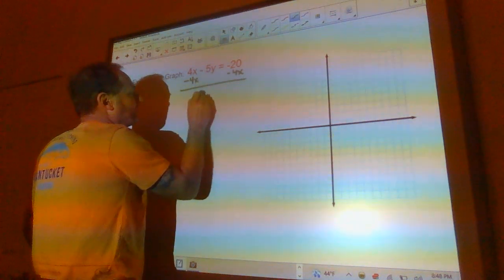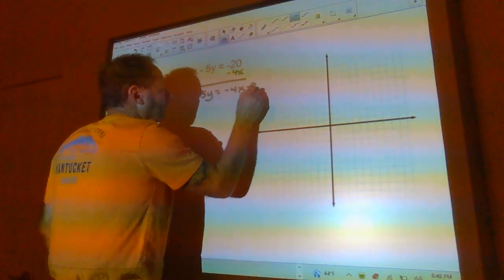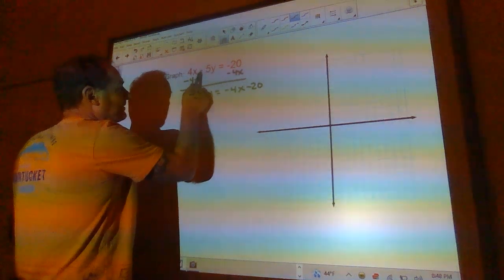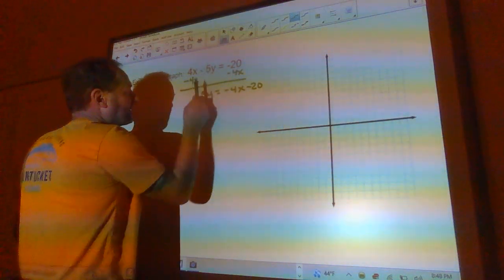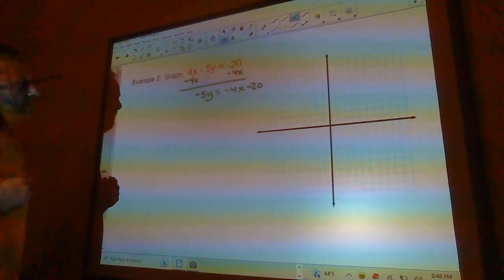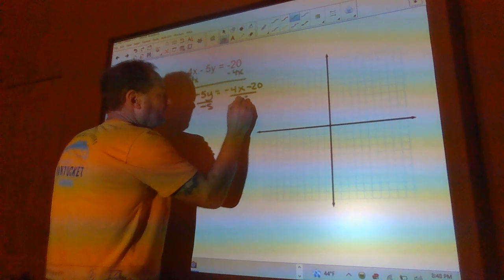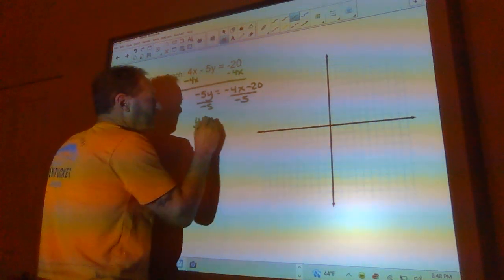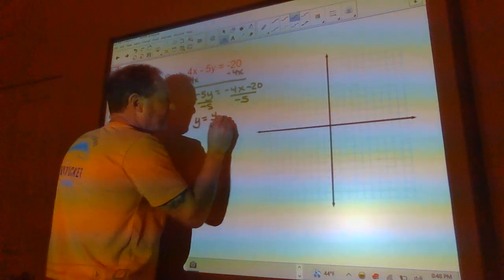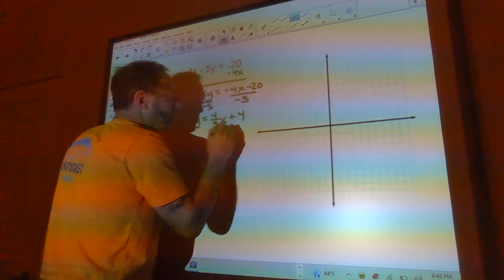Now, a lot of people, here's what they do. I just made a mistake because I lost this negative sign. That negative sign is stuck to that 5. It's got to stay right there. And then I could divide by -5. And I would get y equals, now a negative divided by a negative is a positive, so it's 4/5 x, and another negative divided by a negative is positive, plus 4.